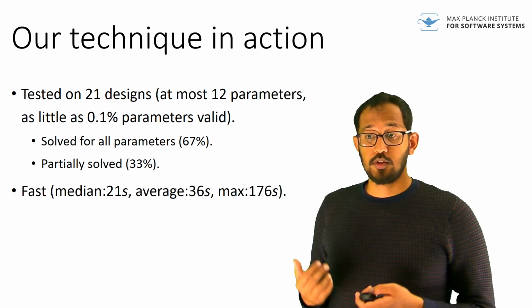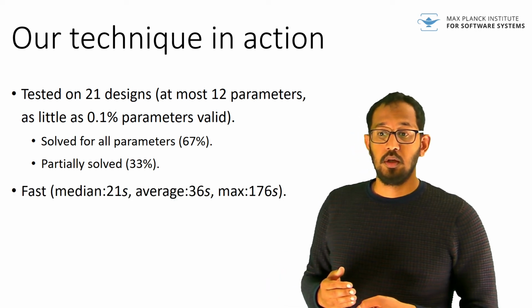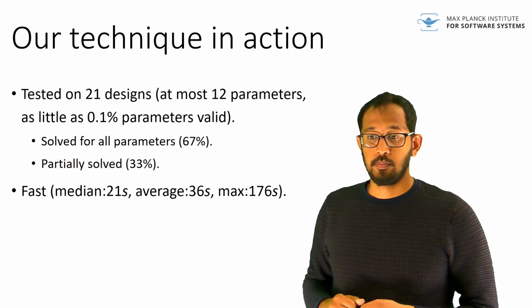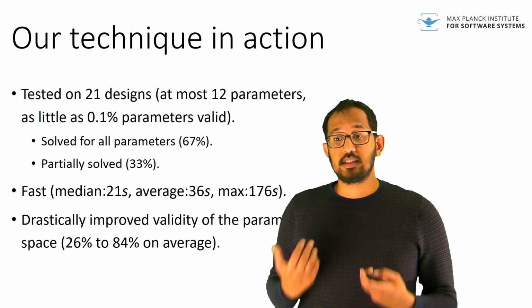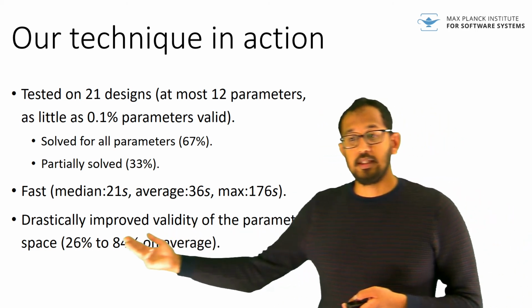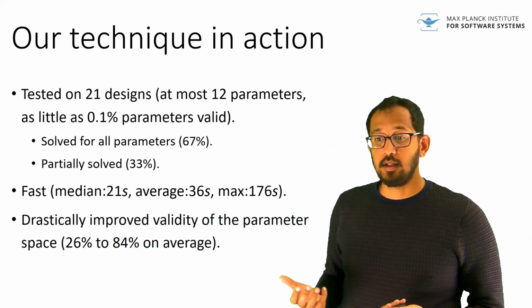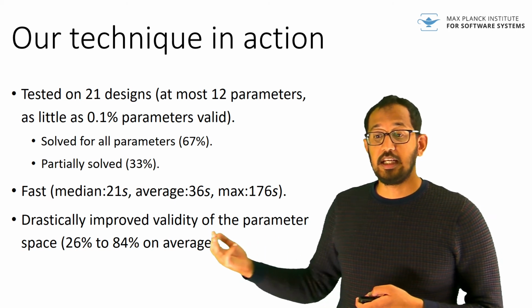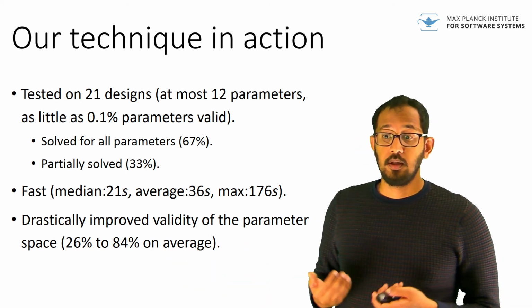Our technique was fast. We, in fact, only took 36 seconds on average. Finally, we were quite successful at constraining the parameter space of designs. From an average of 26% of samples being valid, our constraints enabled getting to 84% of the samples being valid.